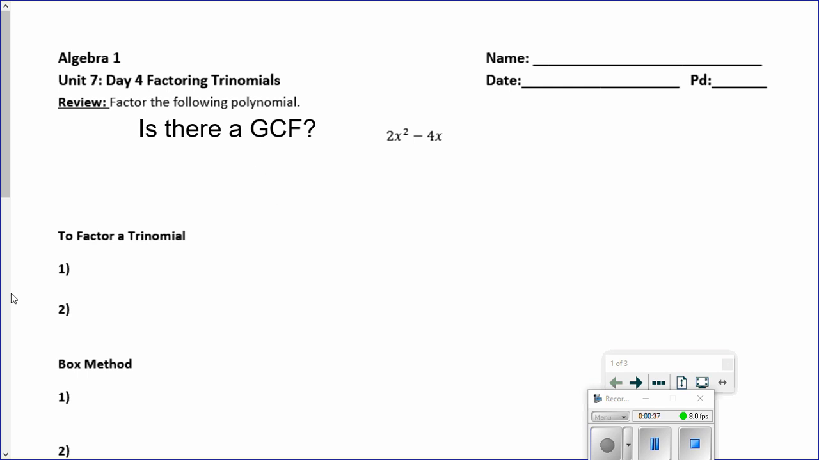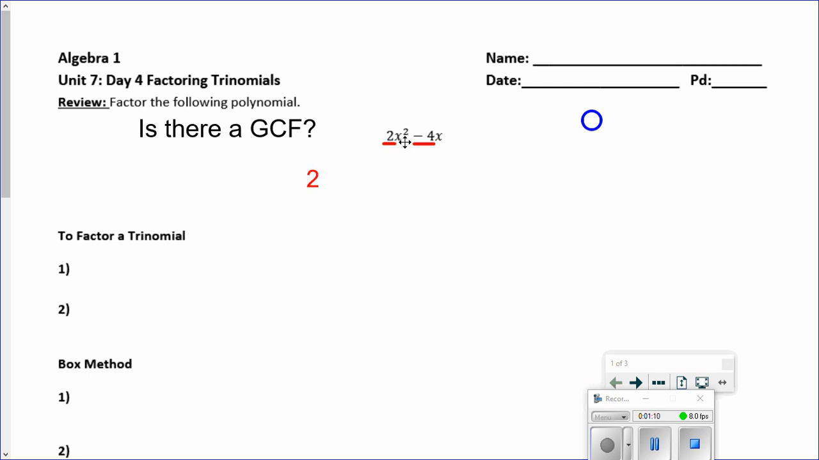So what we're going to do is we're going to go term by term. If I look at each term, I've got a 2x squared and a negative 4x. First thing I'm going to look at is the number. What can I divide both 2 and negative 4 by? I'm looking for the highest number I can divide them both by. Well, the biggest number that I can divide them both by is 2. So that's part of my GCF.